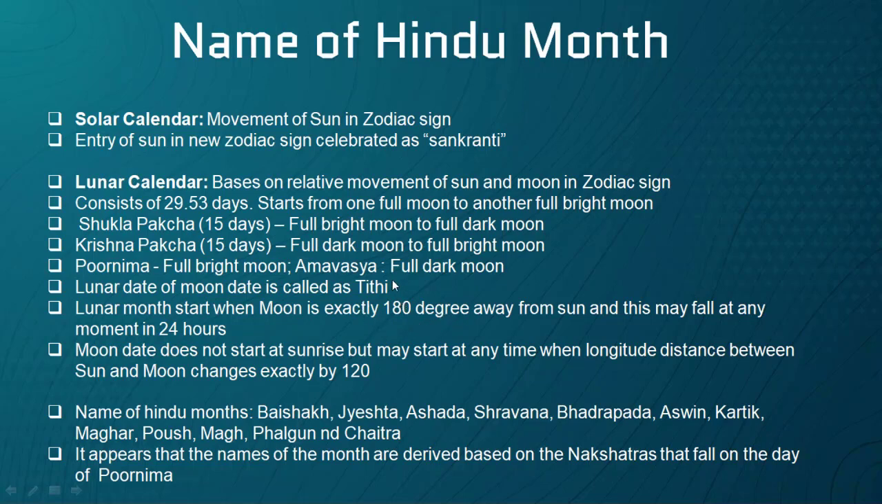Tithi has a very important role to play, because it's basically the relationship between the sun and the moon. The moon date does not start at sunrise, as I explained, and it is determined when the longitude distance between the sun and the moon changes by exactly 12 degrees.